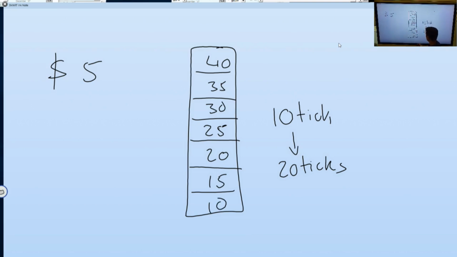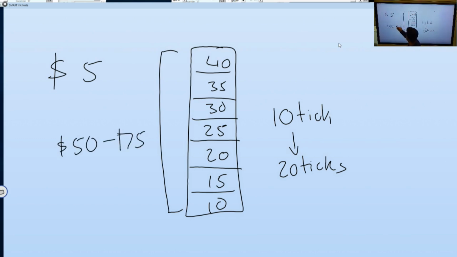Now note, if we're doing a 10-tick spread when we're already trading at $5 increments, you've got to remember that what you're going to be seeing on the ladder is roughly a $50 to $75 range. Now again, I don't want to scare you away. I just want to put things into perspective so you understand the nature of the market.